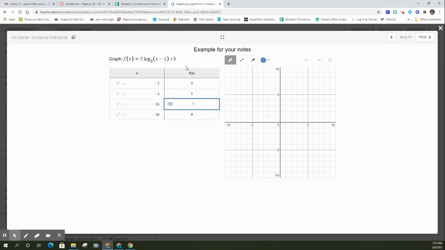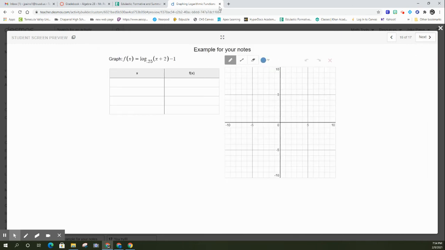And then we graph this. So I'm going to draw my vertical asymptote at 1. My domain is all real numbers greater than 1. And I just plot these points. Okay, 2, 3, 4, 5, and 10, 7. There we go.